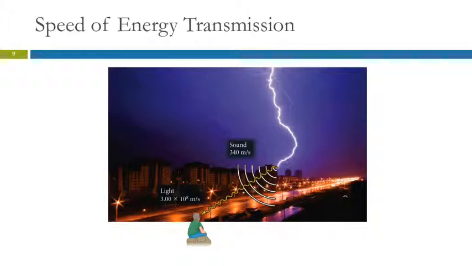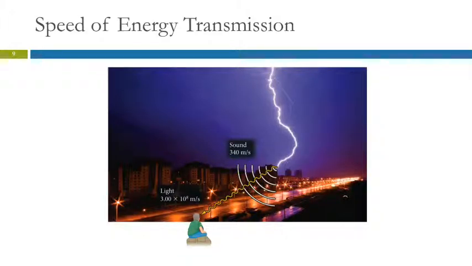So here we have a photograph of lightning striking a building. And we see the lightning. So what we're seeing is light from this event. The light moves at the speed of light, 3 times 10 to the 8th meters per second. Later, we hear the sound from this event that we call thunder. Sound moves at a slower rate of speed, only about 340 meters per second.